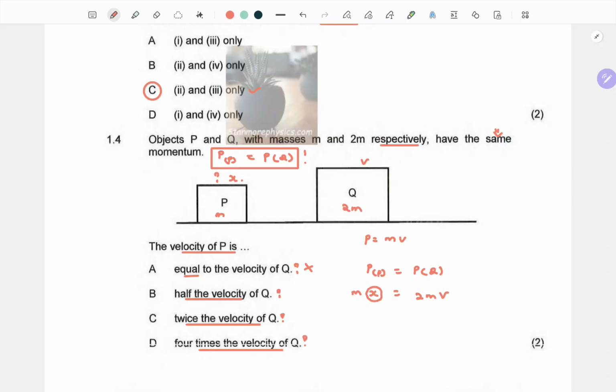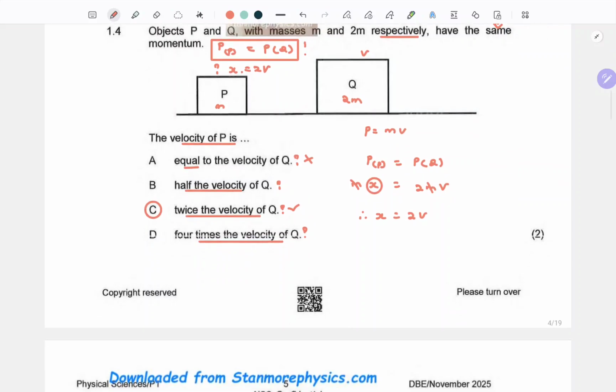But now we want to solve for x, so we isolate x. When we divide by m, the m cancels. This is 2v. So this means x is equal to 2 times v, meaning it's twice the velocity of Q. So the answer is C. As you can see, folks, these questions are very easy, but they can be made technical, like the case here. One needs to assign variables that were not given and try to make them look the same.